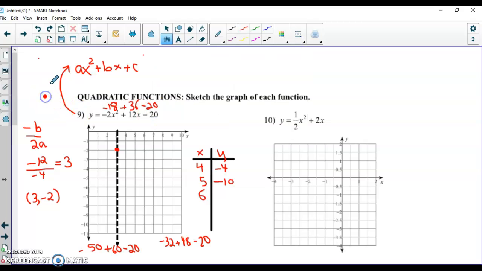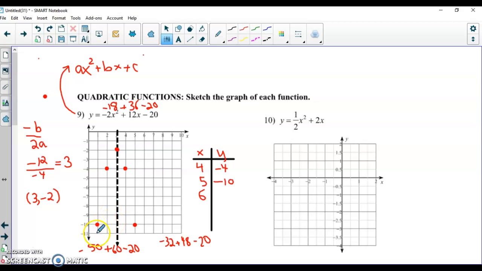So 4, negative 4 is going to be here. And then 5, negative 10 is going to be here. Remember, this dotted line acts like a mirror, so I can go ahead and plot the partners. This point is 1 away from the mirror, which means its partner is 1 away on the other side. This is 2 away from the mirror, so I go 1, 2. Okay, that is enough points for me to go ahead and draw my parabola.